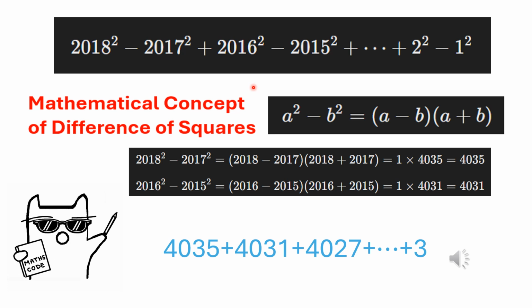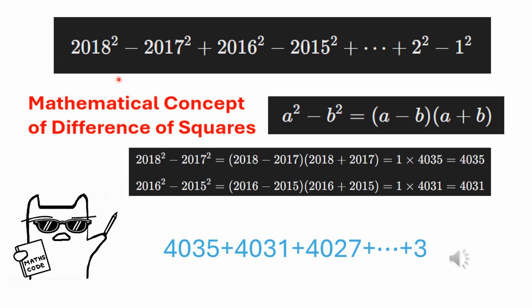Let's recall the difference of squares formula. A squared minus b squared equals a minus b times a plus b. Using this formula, we break down each pair of squared terms. For example, 2018 squared minus 2017 squared equals 2018 minus 2017 times 2018 plus 2017. Since 2018 minus 2017 equals 1, we get 1 times 4035 equals 4035.